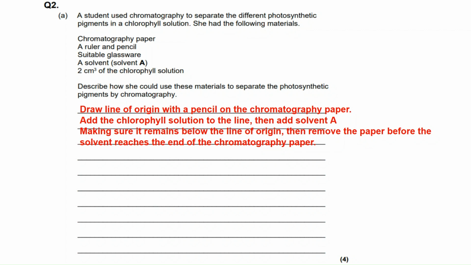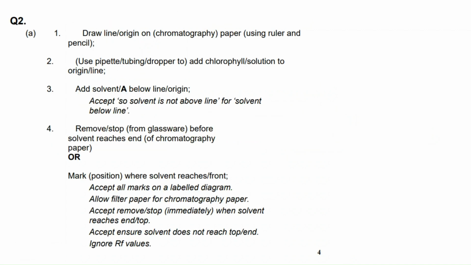So that's an outline of the experiment. I've done 4 points. You draw the line of origin on the paper, you add the solution, you add the solvent, and then I've added an extra point about making sure that the solvent remains below the line, and then remove the paper before it reaches the end of the chromatography paper, because that marks the end of the experiment. So if we look at the mark scheme then, the first marking point is draw the line of origin on the paper.